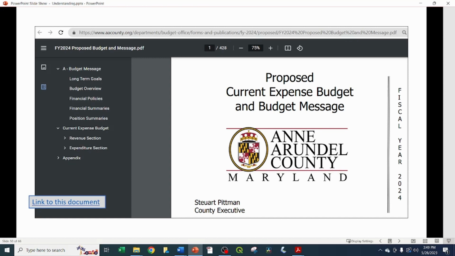This is a screen snip of how the budget message and current expense budget are published together as one PDF file on the county website when the link is first opened from that county website. The document is bookmarked to make your navigation easier. Depending on your browser or the software used, this bookmark structure may be presented differently, and it may be hidden initially. These bookmarks constitute the table of contents.